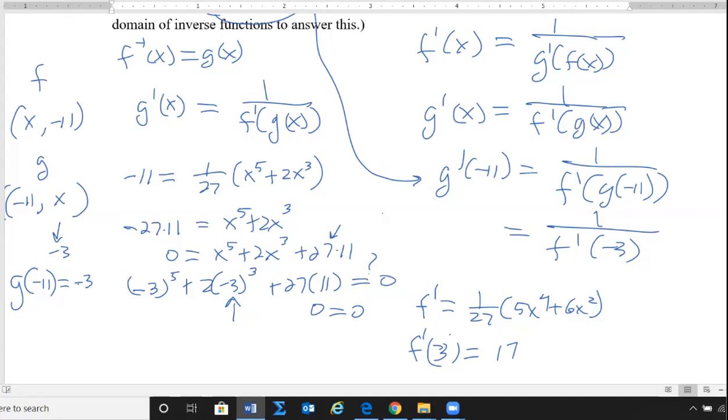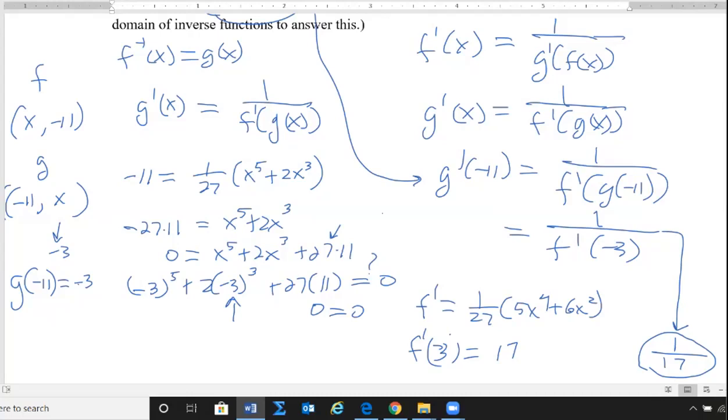477. I didn't show that. But that is the answer for f prime. So that means finally we can put this number in here. 1 over 477 is our answer.